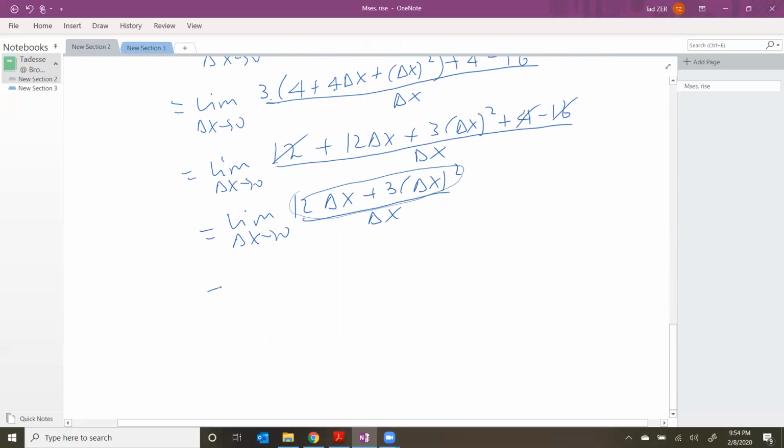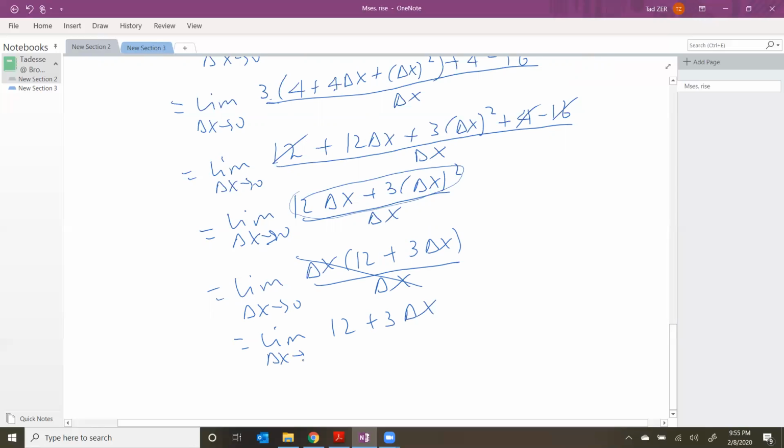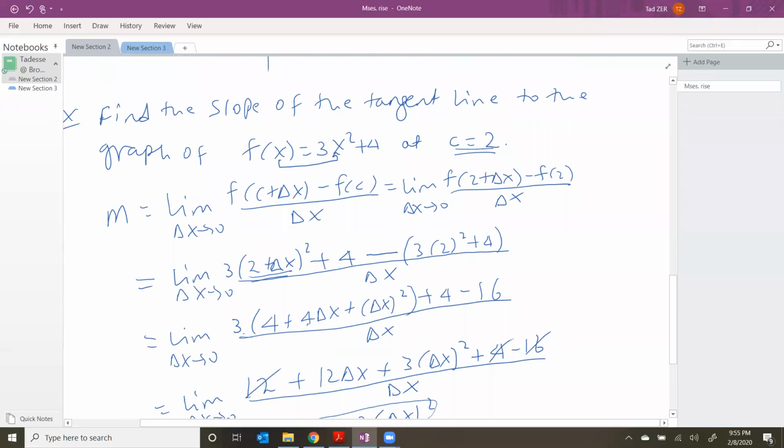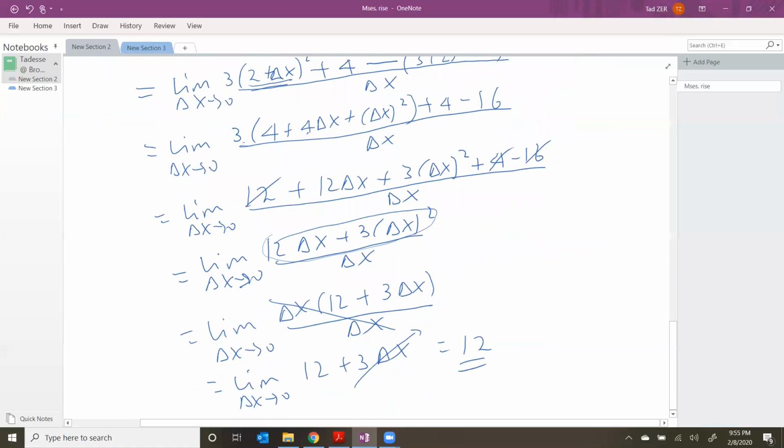Now, what is common here in the numerator? You can see that delta x is common, so I will factor it out. I know 3 is also common, but let's leave that. Delta x times 12 plus 3 times delta x, divided by delta x, as delta x goes to 0. So now the delta x cancels out. That will be 12 plus 3 delta x as delta x goes to 0. So now as delta x goes to 0, this becomes what? 12. So the limit exists. Which means what? The slope of the tangent line to the graph of f of x equal to 3x squared plus 4 at c equal to 2 is 12. Or I can say the slope of the graph of f at 2 is 12.